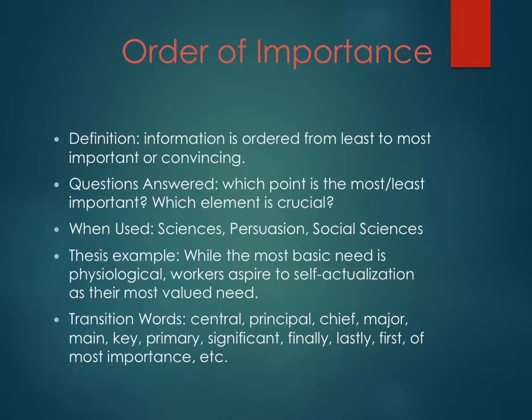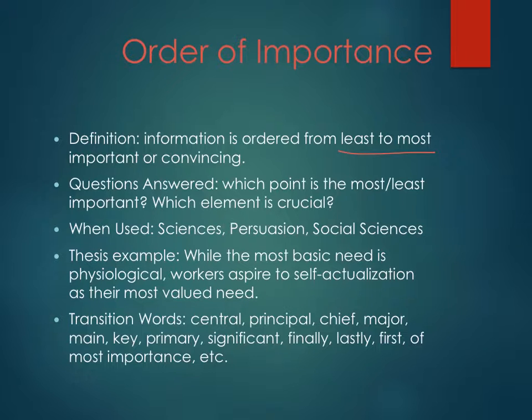If you are doing an evaluation of it, you might make sure that they have in fact ended with what is most important. If you think there's any reason to say something else they included is more important than what they ended with, that could be your evaluation. In order of importance, the information is ordered from least to most important. It must end with most important. Question answered: which point is the most to least important? Which element is crucial?